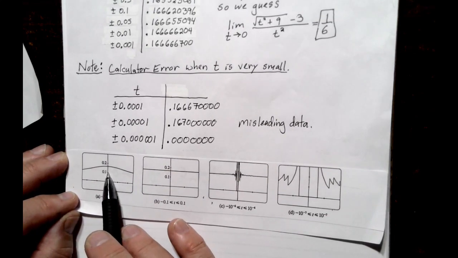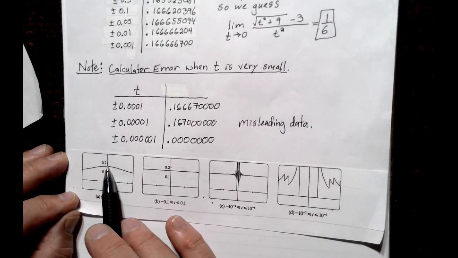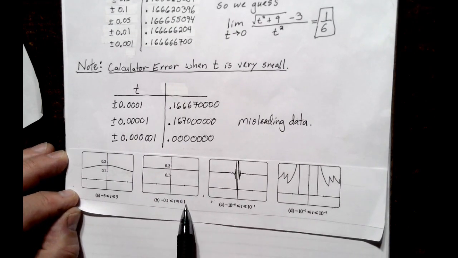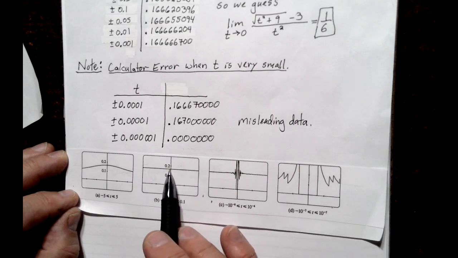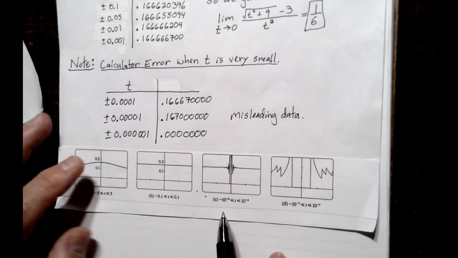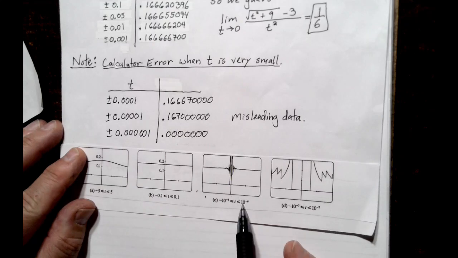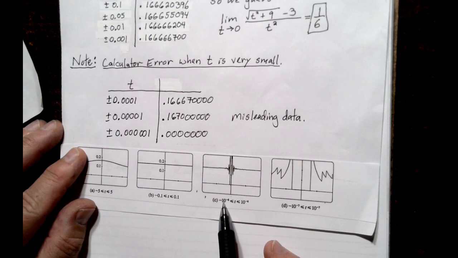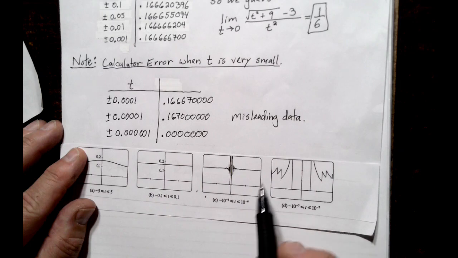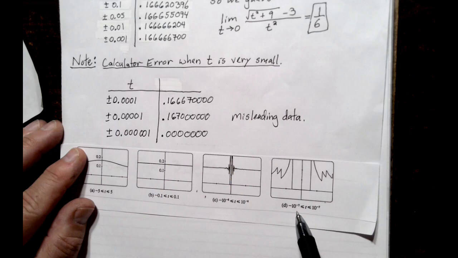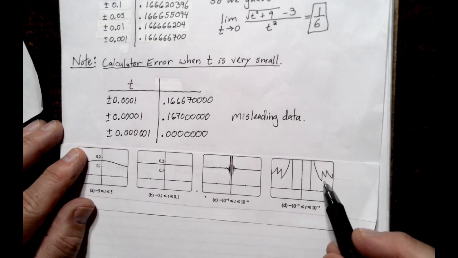0.166. Between 0.10 and 0.20 is 0.16. Here, if you go from 0.1 negative and positive, it approaches that number. Okay, and now if you go -10 to the -6 and 10 to the -6, these are -1 millionth and +1 millionth. It's all over the place. And then when you go to 10 to the -7, it jumps up even more.